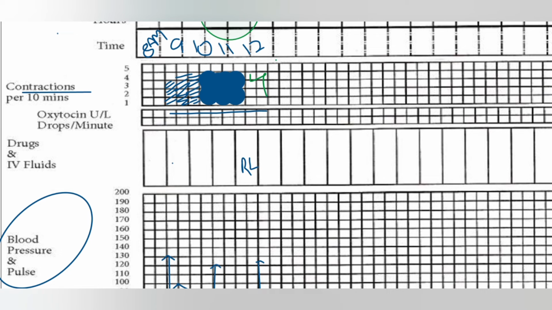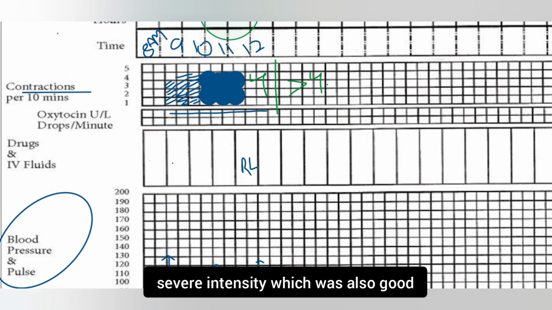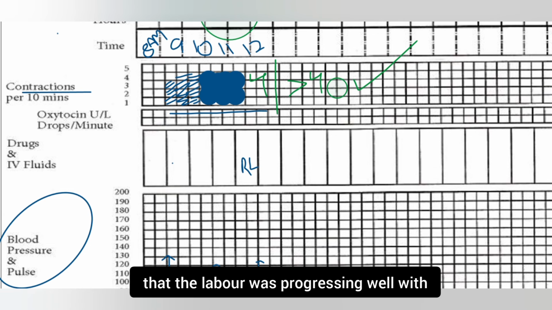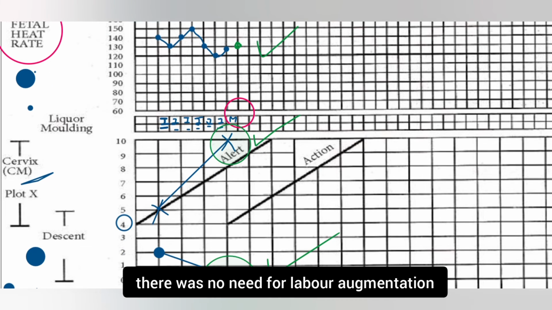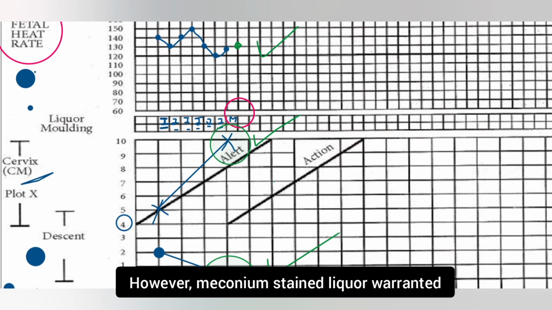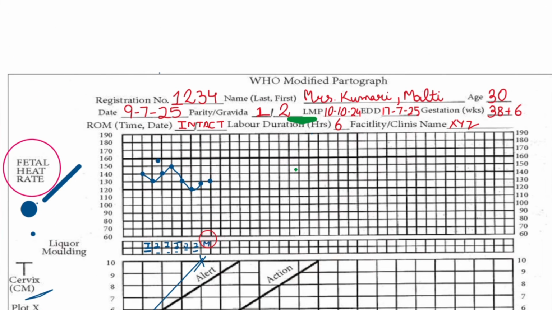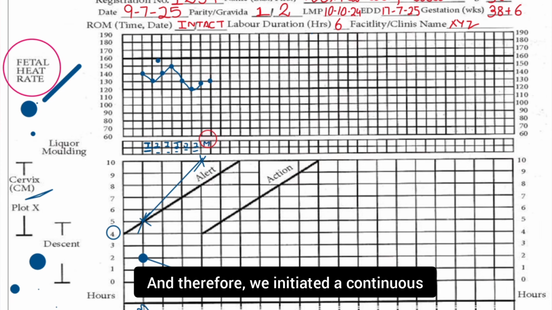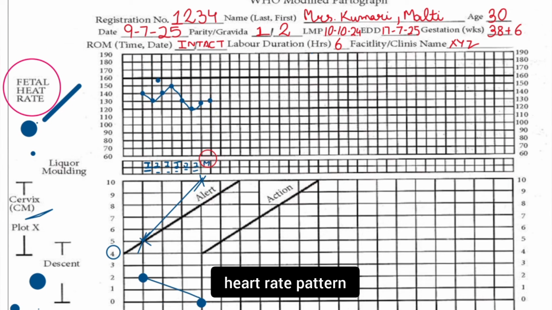So there were 4 contractions every 10 minutes of strong duration, which was also good. So, all this indicated that the labor was progressing well with no signs of obstruction. There was no need for labor augmentation. However, meconium stained liquor warranted close monitoring. So, as the patient was a second gravida with full dilatation, I expect her to deliver within the next 15 to 30 minutes. And therefore, we initiated continuous CTG monitoring to closely observe the fetal heart rate pattern.